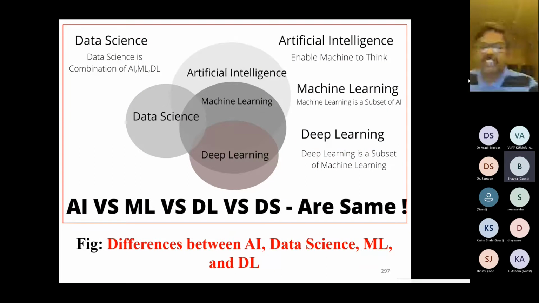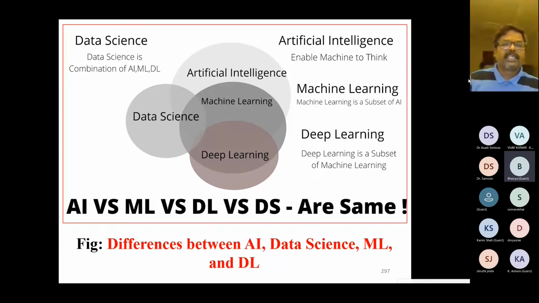So, the differences between AI, ML, DL, and DS are the same. Does anyone have any questions? I'll ask you now. Now I'm going to demonstrate all the practicals.